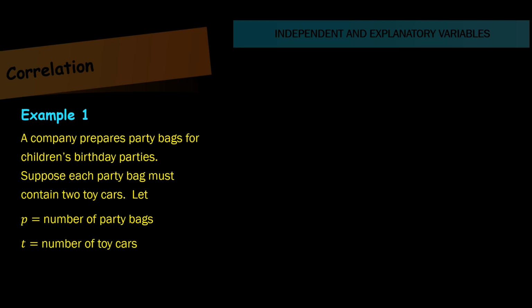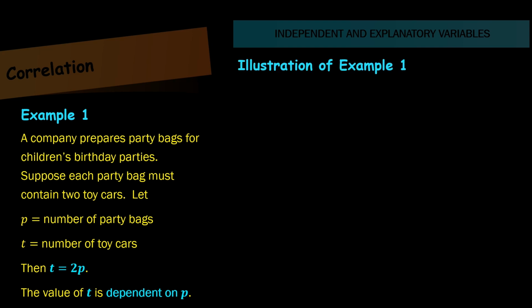A company prepares party bags for children's birthday parties. Suppose each party bag must contain 2 toy cars. Let P equal the number of party bags and let T equal the number of toy cars. Then we have the relationship T equals 2P. The value of T is dependent on P. An illustration of this is given as shown in the graph.